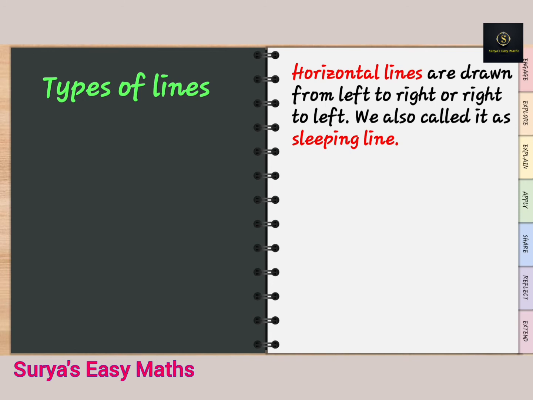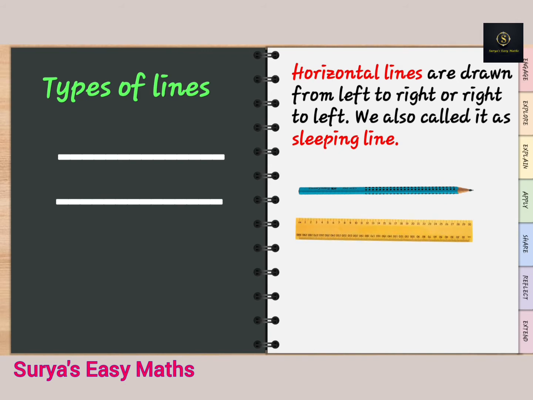Horizontal lines are drawn from left to right or right to left. We also call it a sleeping line. See children, you can see in the picture, this line is drawn from left side to right side and right side to left side. So we call it a horizontal line. For example, children see here we have the picture of a pencil, a ruler, a screwdriver, all are in sleeping position. So all these are in a horizontal position.